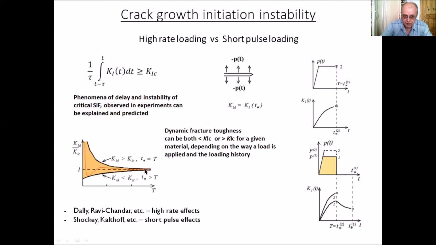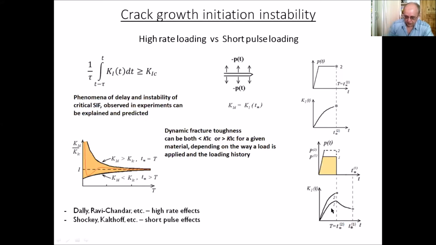The upper boundary corresponds to high rate loading. And this yellow region gives us understanding of the possible values of dynamic fracture toughness that corresponds both with experiments on high rate loading and short pulse tests. But in the case of short pulse tests, we will have this delayed fracture phenomenon.